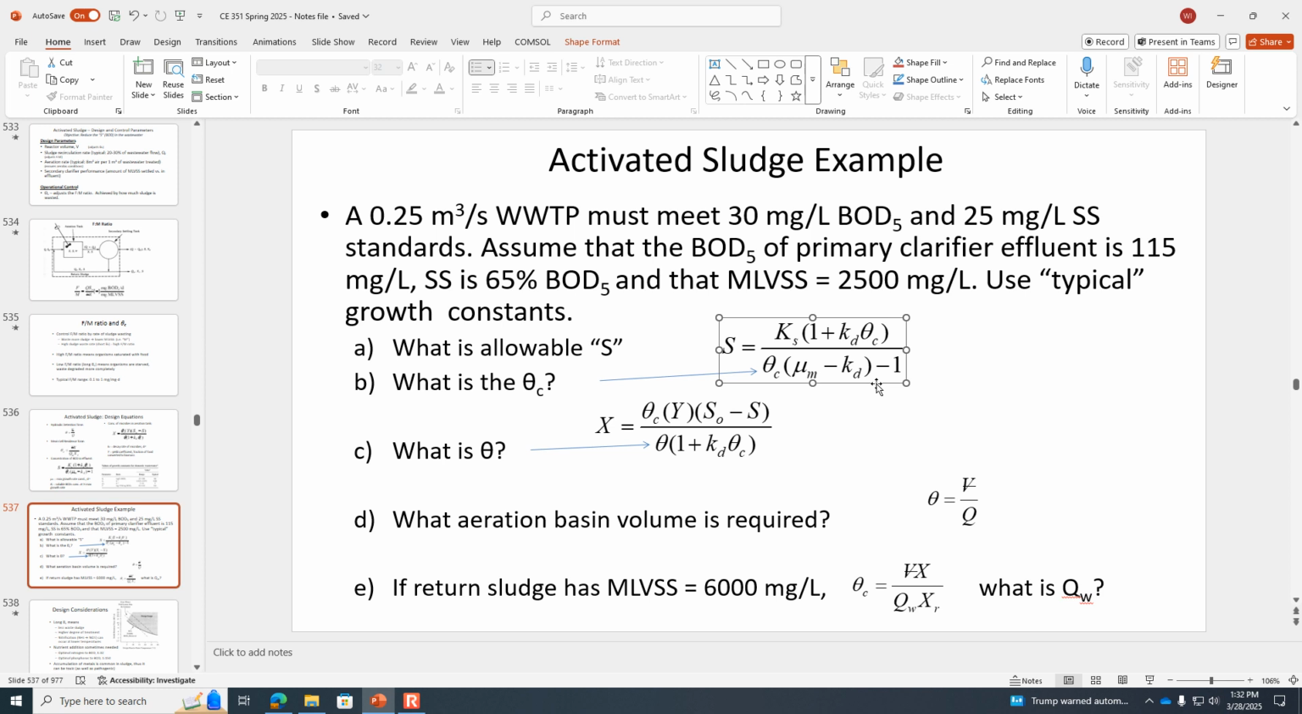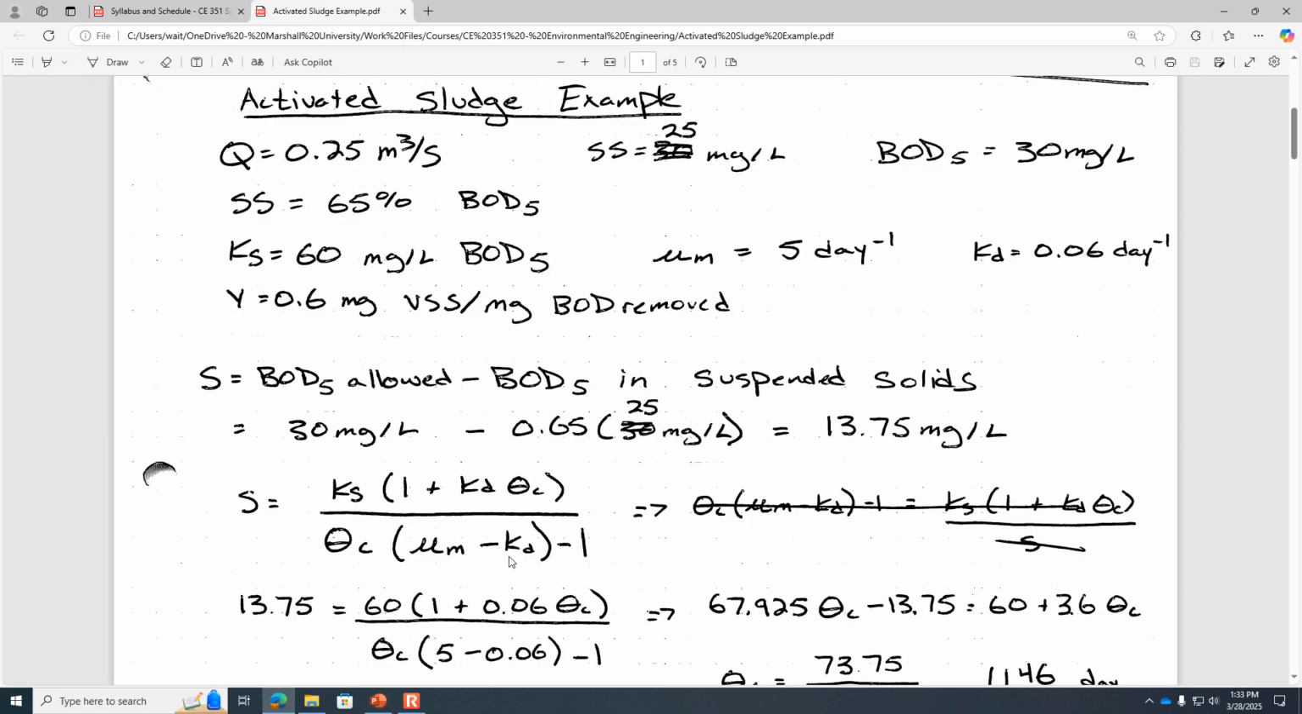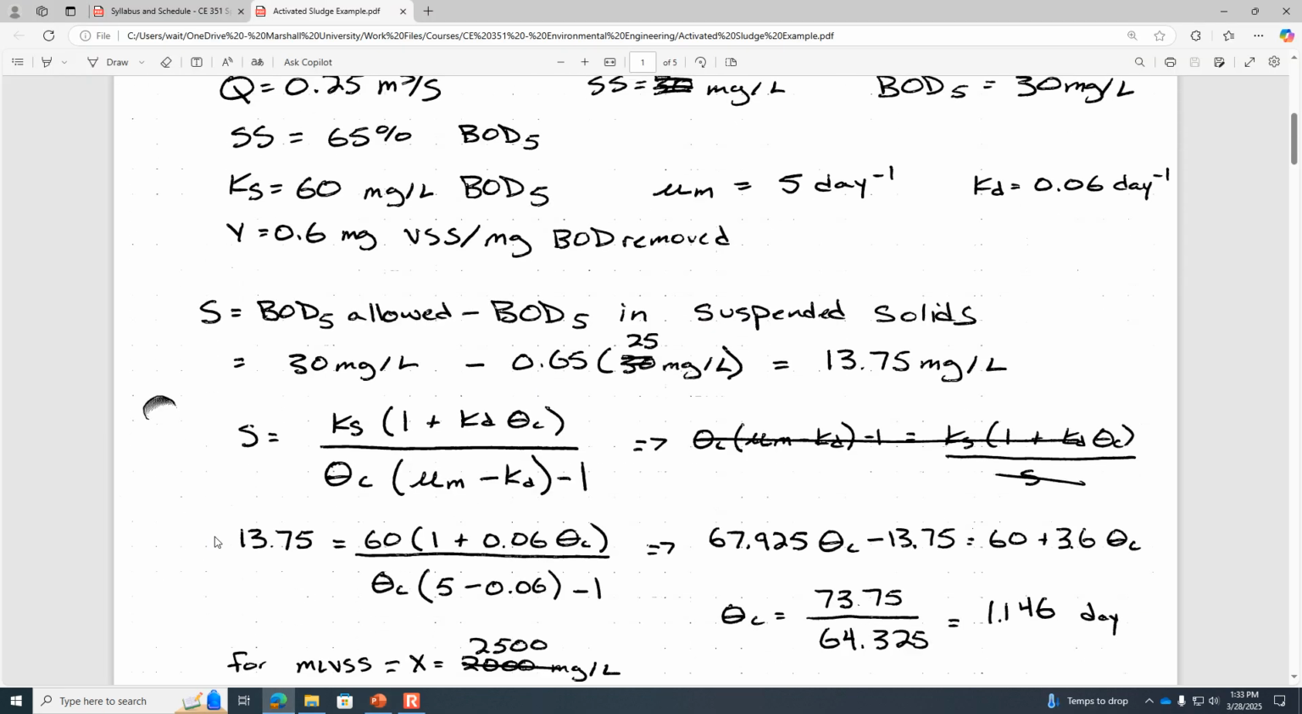And then in the denominator, it is theta sub C again, multiplied by mu sub M. That's 5 minus 0.06, and then minus 1. So this one's a little bit tricky because the unknown that we're trying to solve for exists in more than one location, because we've got theta sub C here in the denominator and also theta sub C here. We can just algebraically move things around a little bit. Let me show you what that looks like.